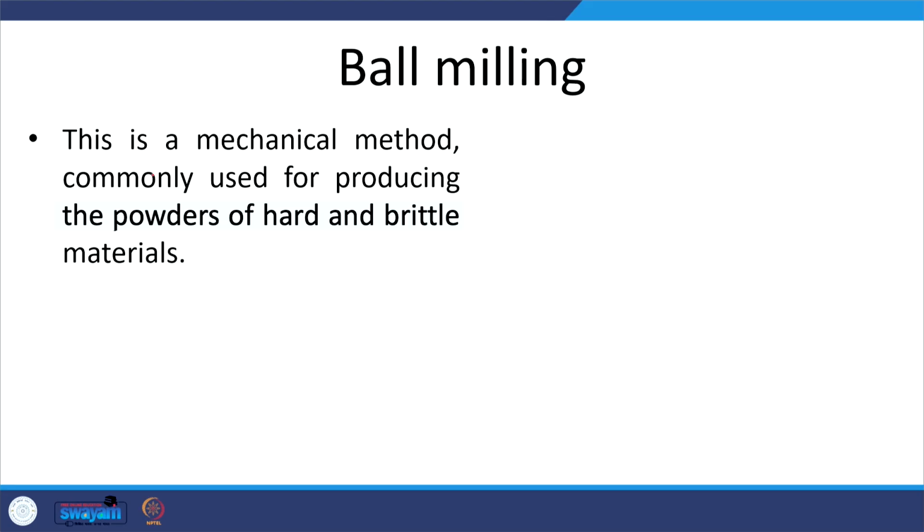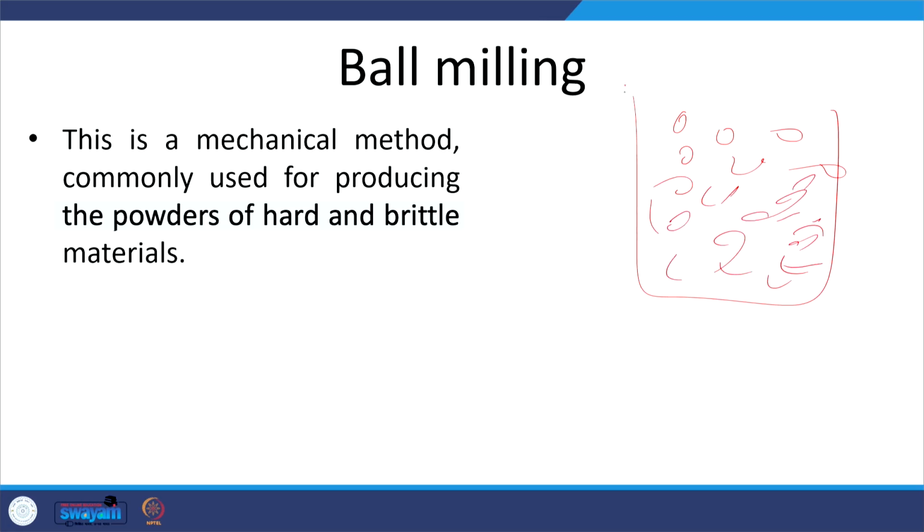Ball milling is a mechanical method which is used for producing powders of hard and brittle material. So what we do here, we use steel balls, like this, and all the steel balls will be filled in a container, and then these will be agitated using some kind of arrangement.